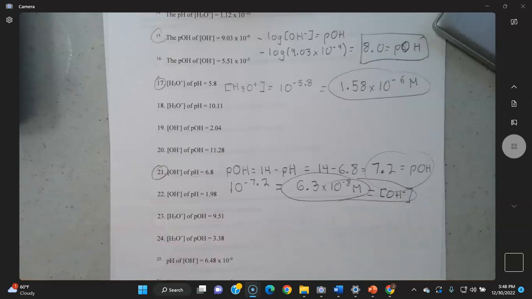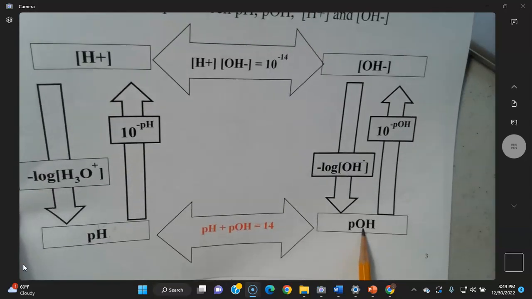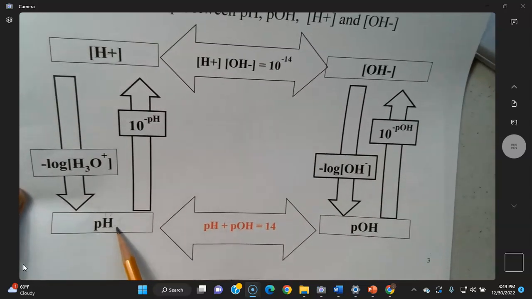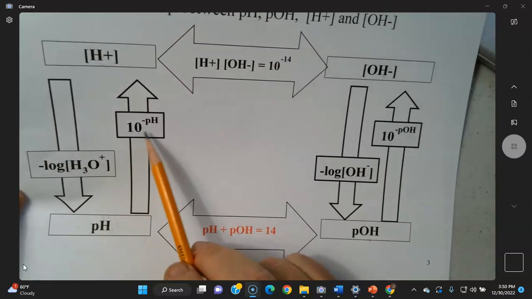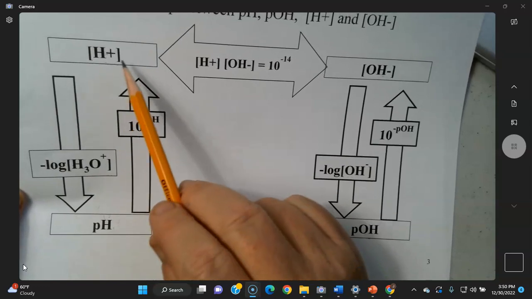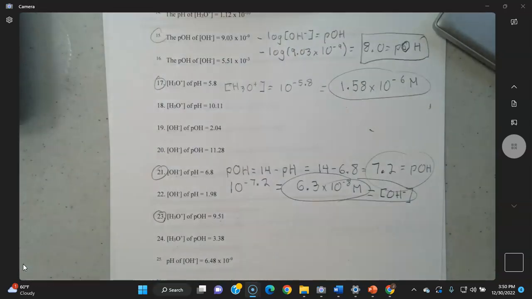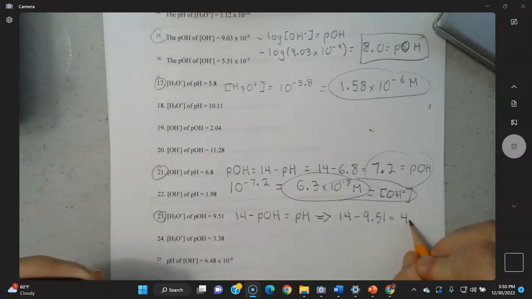Okay, let's do another one. Okay, so 23, we're going to start with a pOH of 9.51. So that means this number right here is 9.51. We're going to subtract that from 14 to get the pH, and then we're going to raise 10 to the minus whatever that number is to get the hydronium H3O plus concentration. Let's go ahead and do that. Right, gives us 4.49, and that equals the pH.